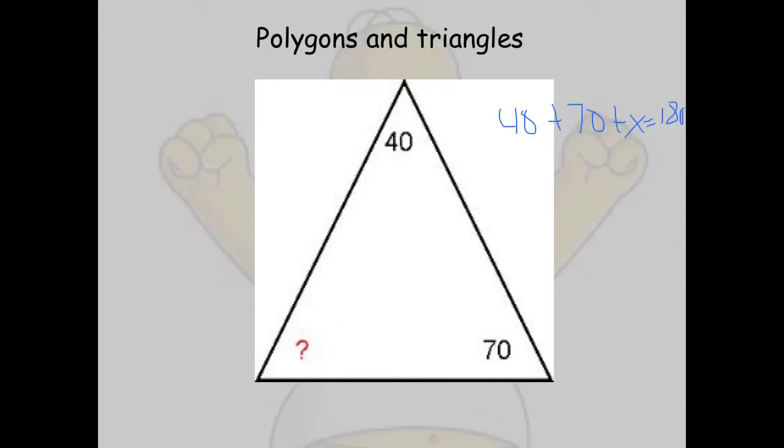So we can solve this equation. I see like terms here, 40 and 70. They add up to 110 plus x equals 180. Sorry about my handwriting, I'm writing on the edge of the screen. Now we want to get that x by itself, so we do the opposite. Subtract 110 from both sides, and we get 180 minus 110 is 70. So that means our missing angle is 70. Notice that if this triangle has two 70 angles, that means two angles are congruent, which means the sides across from them are congruent. And this is an isosceles triangle.